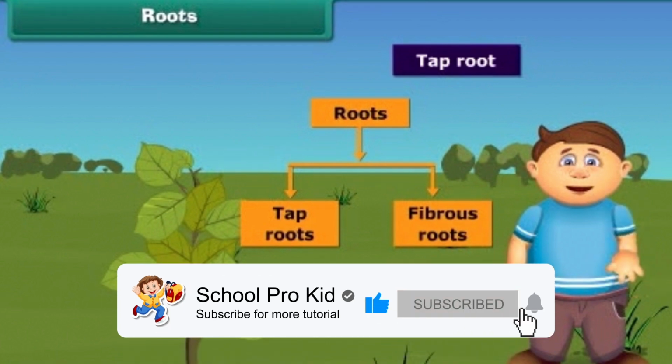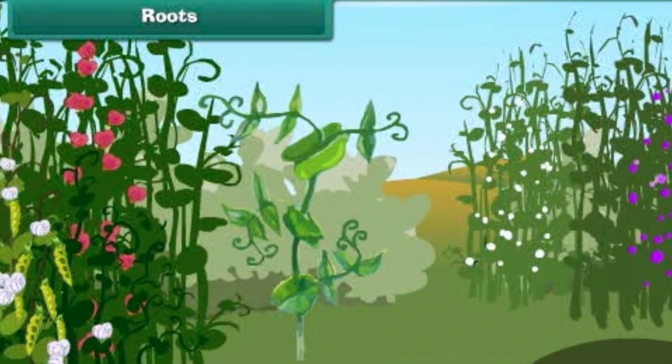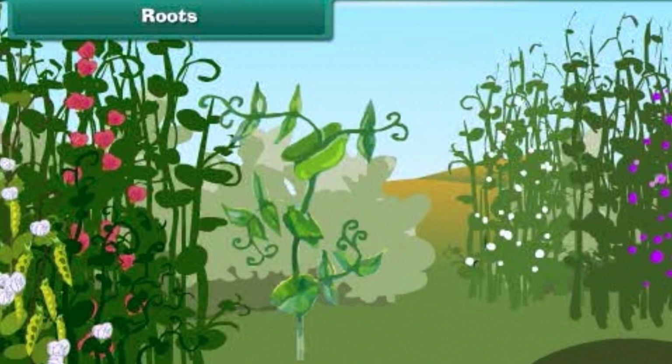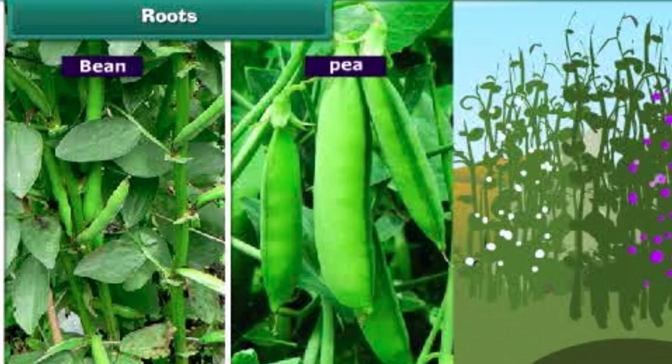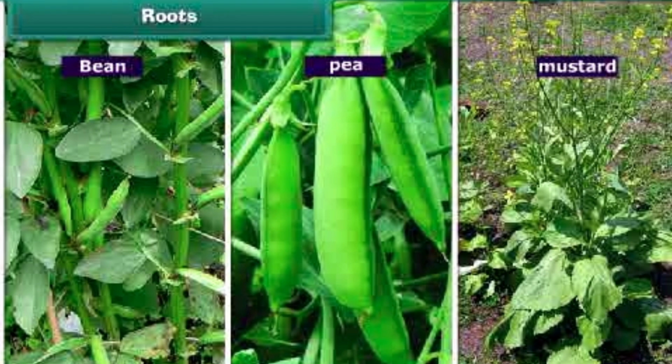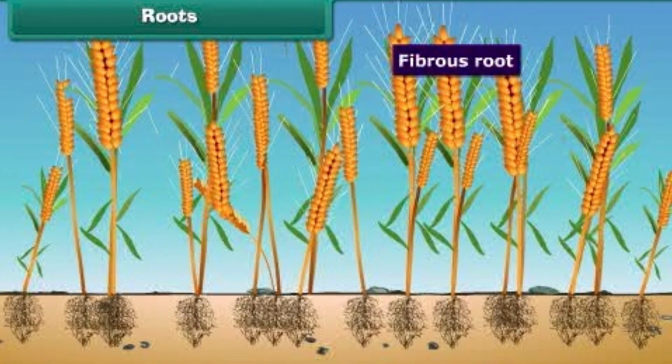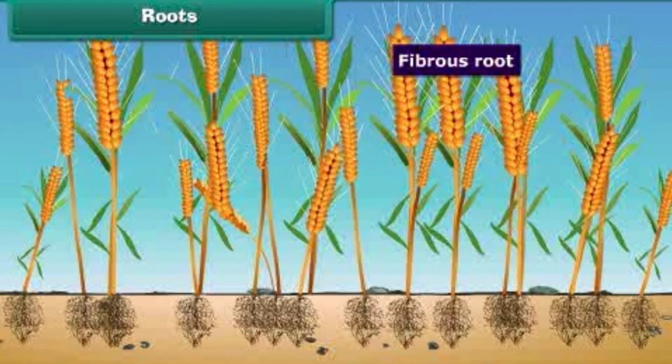But what are they? In a tap root, there is a main thick root that grows deeper in the soil. Several weak and thinner roots grow out from this main root. Tap roots are generally found in bean, pea and mustard plants. But in a fibrous root, a number of almost equal-sized roots are attached to the end of the stem. That is, there is no main root like a tap root. This kind of root is present in grass and wheat.